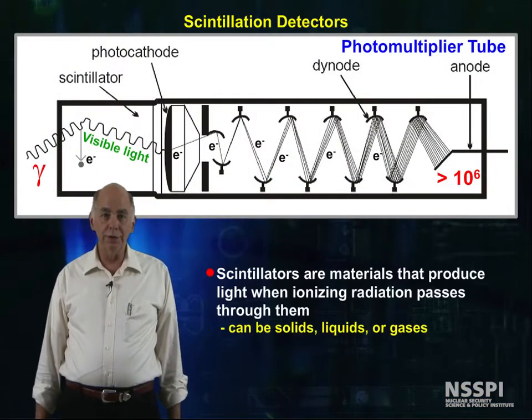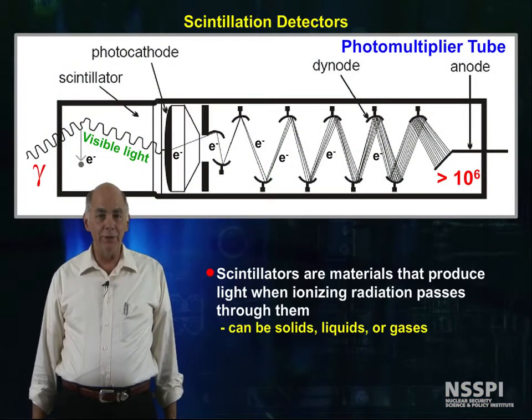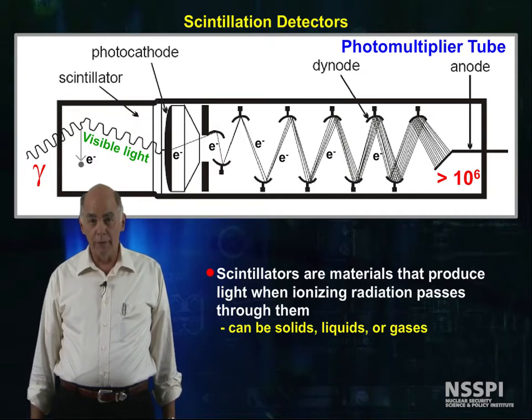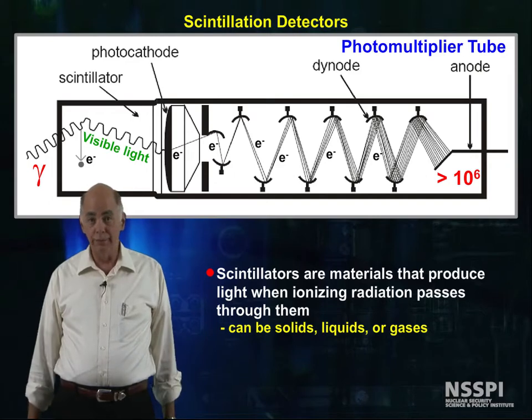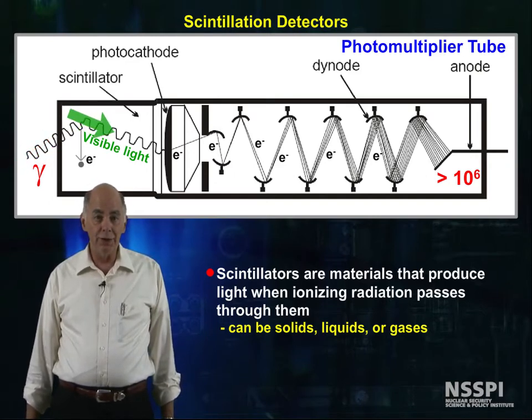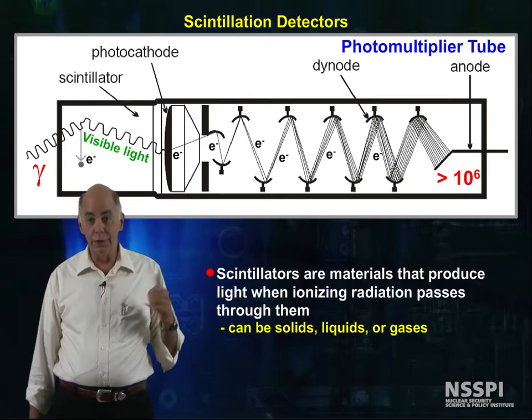Scintillators are materials that produce light when ionizing radiation passes through them. These materials can be solids or liquids or gases. Scintillator materials absorb incident gamma radiation by one of the three mechanisms we discussed before.